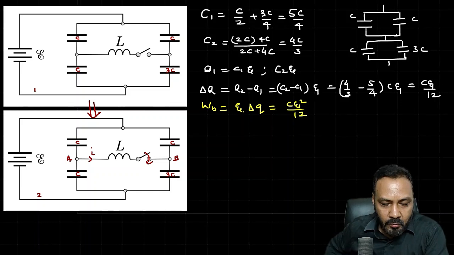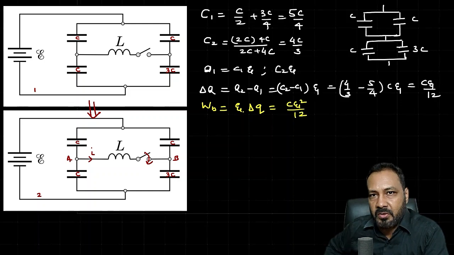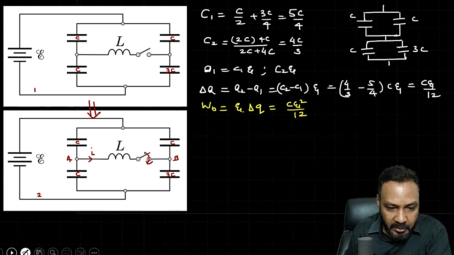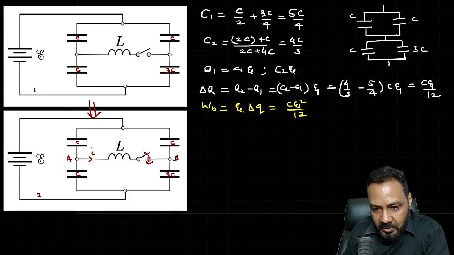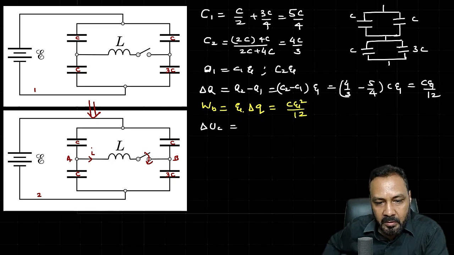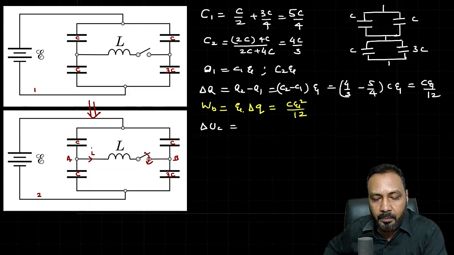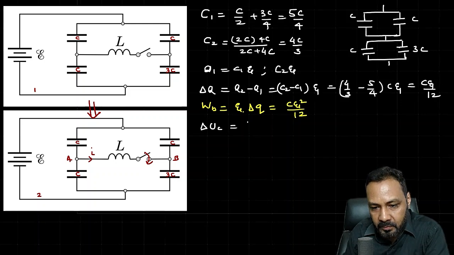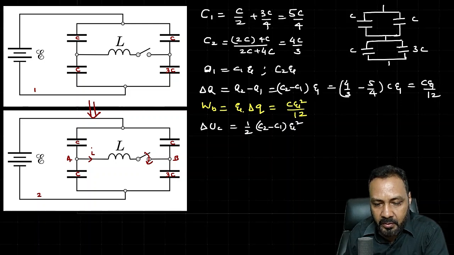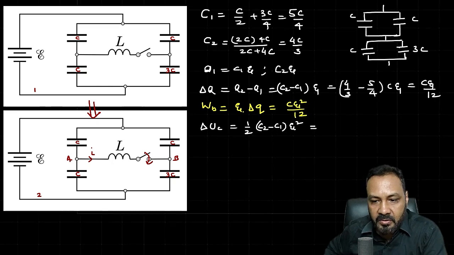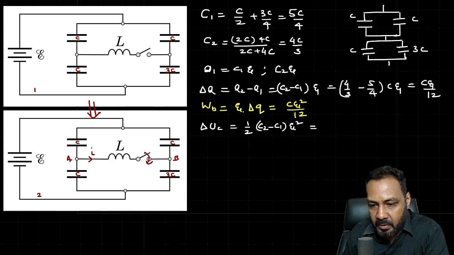And from state 1 to state 2, what is the change in the potential energy of the capacitor, that is delta UC? I can write the formula: half CE square. So half into C2 minus C1 into E square, and C2 minus C1 is basically C by 12. So that will be CE square by 24.